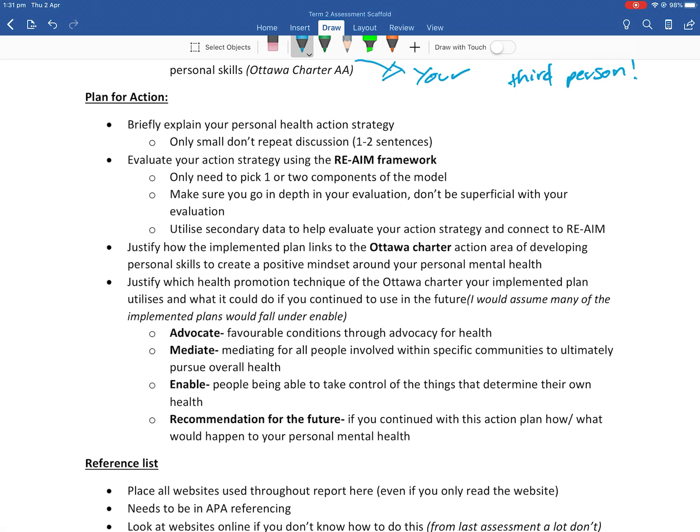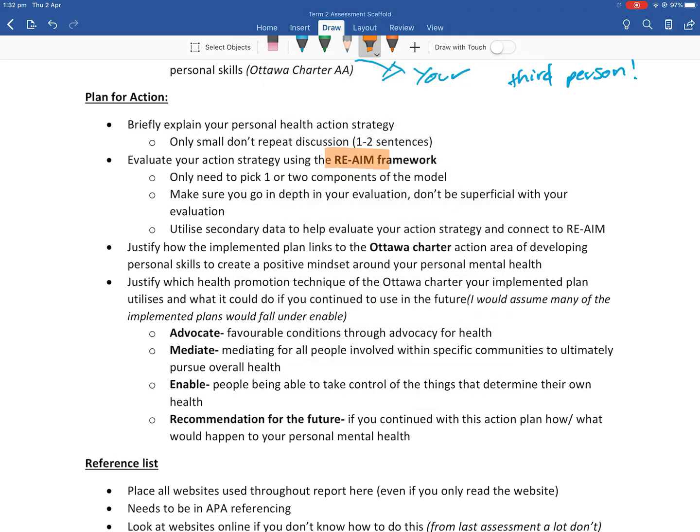We are talking about a plan of action. So this might be new to some of you guys as well. This is certainly something that is rare to only specific subjects and specific reports, so some of you might not have done this. But in your plan for action, you pretty much need to briefly explain your personal action strategy. Reminder, you've already done this, so you don't want to be repeating yourself. You just want to give 1 or 2 sentences just to refresh my memory on what exactly your strategy or your action plan is. Alright, you then want to evaluate your own action strategy using the RE-AIM framework.